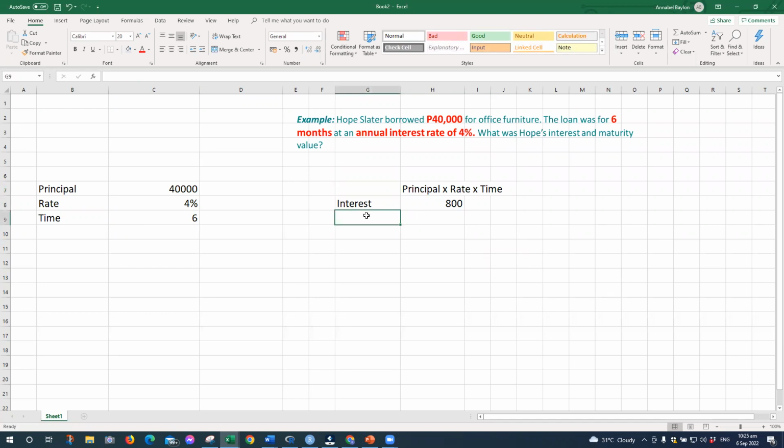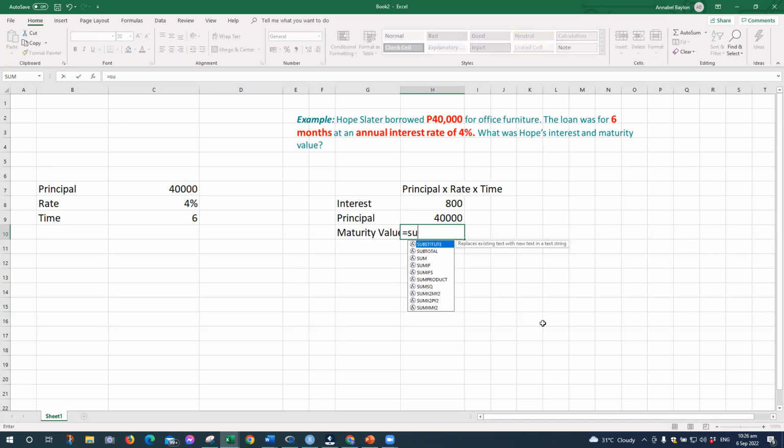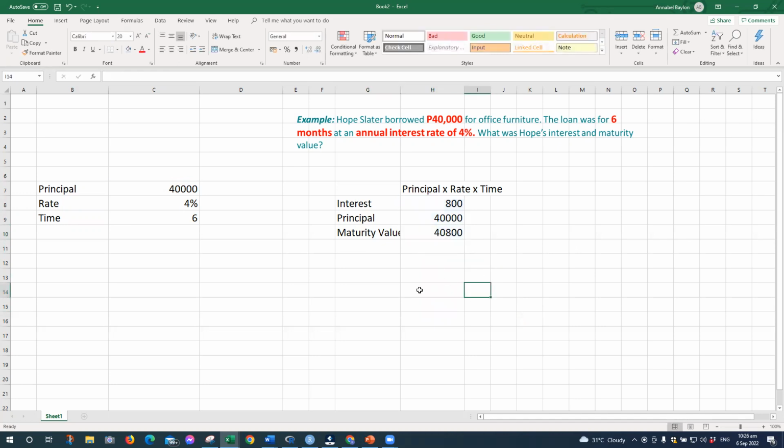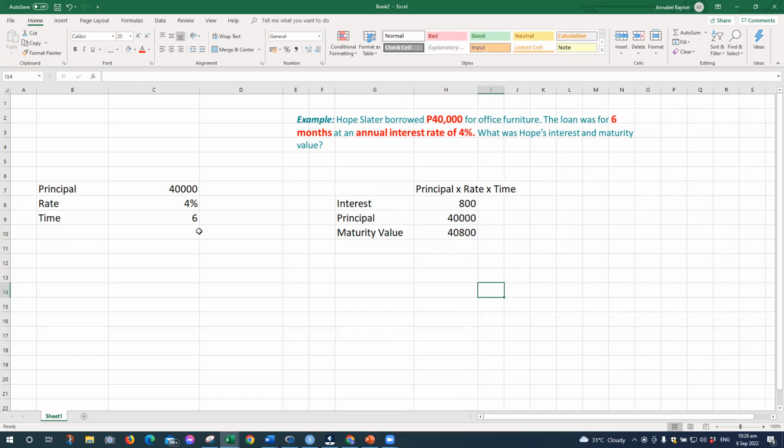Okay, now, if we're going to add the principal here, because we know that if we want to compute for the maturity value, okay, the maturity value is simply the sum of your principal and your interest. So if we add this, so the maturity value, which means the amount that you will be paying at the end of 6 months, is 40,800.